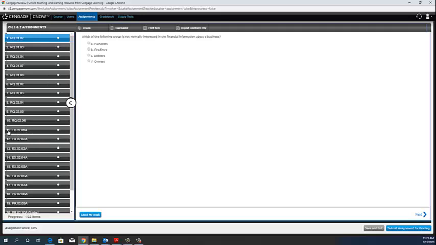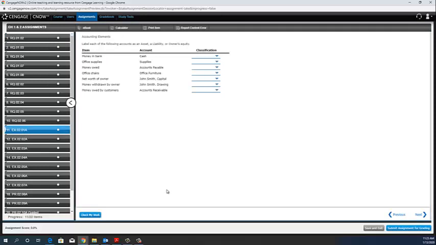We'll go ahead and get started with one of the exercises, which is number 11 here. Okay, so in exercise 2.1, we are going to be classifying accounts as either assets, liabilities, or owner's equity.